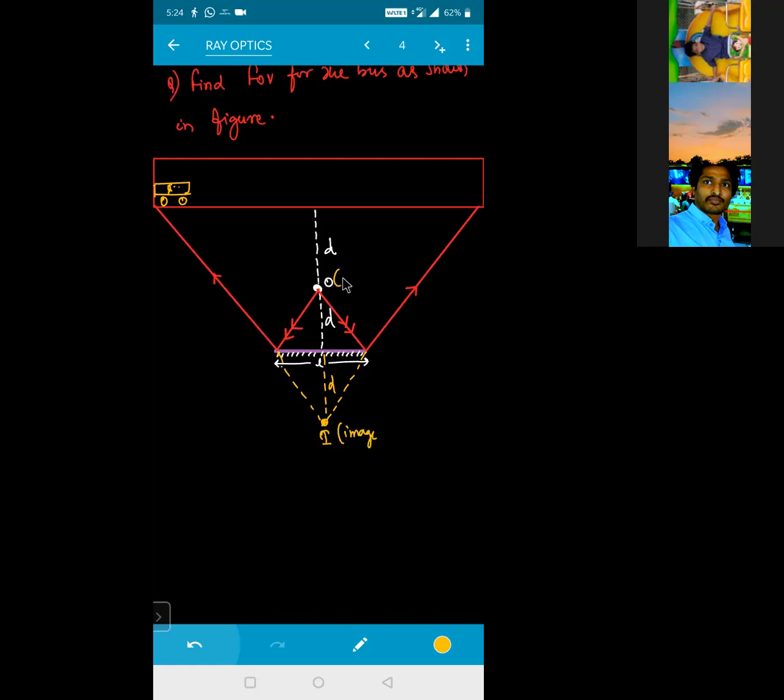Isn't it? And this one is your object. That means the bus within this region, anywhere from here, can see it. Up to this position they can see the image of that. I don't know the distance, so I'm taking this one as, for example, X.